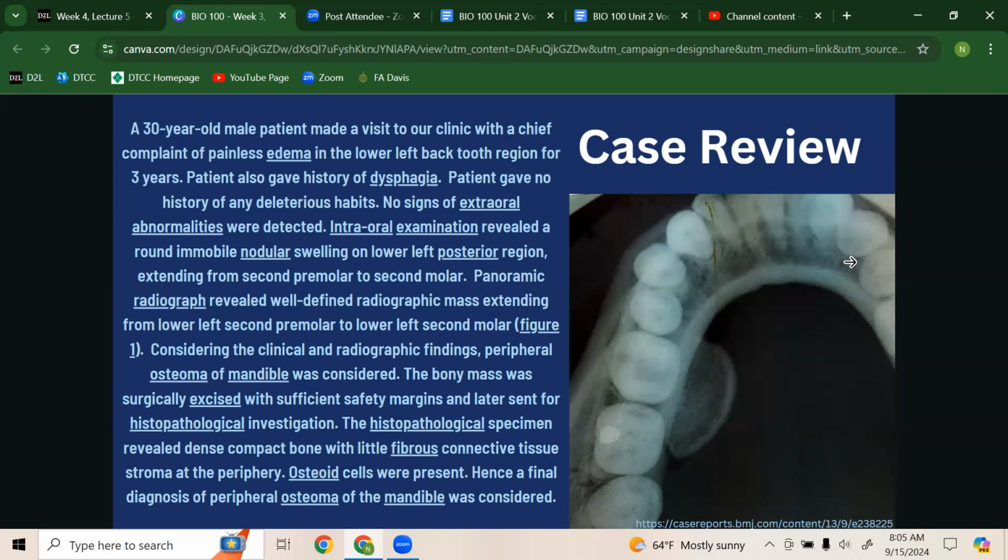Hence, a final diagnosis of peripheral osteoma of mandible was considered. So they think it's a tumor of the mandible or a tumor of the jaw, more specifically a bony tumor of the jaw.